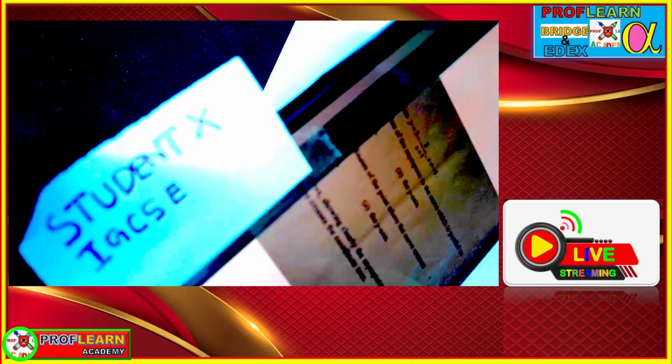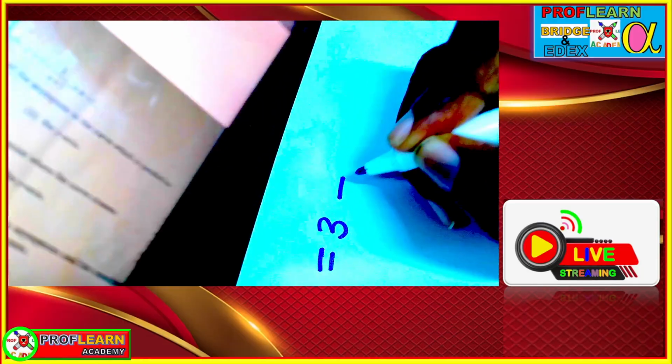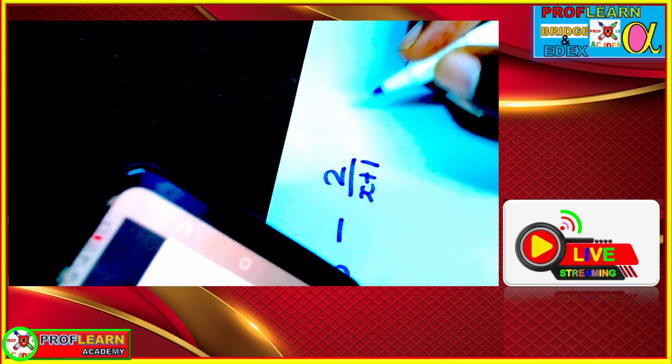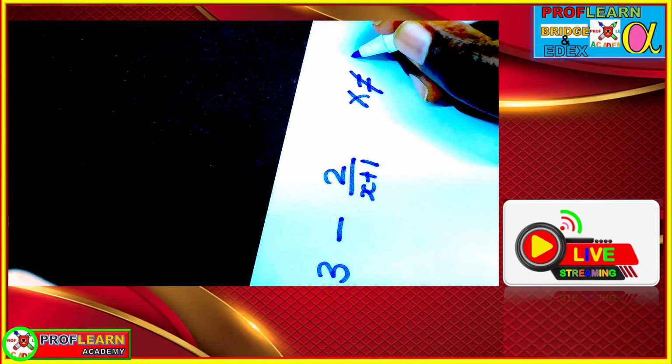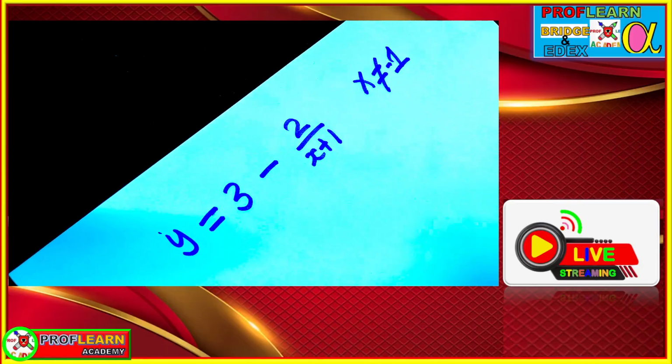We are still talking about student X, and student X now gave us a different question which looks quite interesting. The question was y is equals to 3 minus 2 over x plus 1, and x is not equals to -1. So that is the condition, and this is the question student X gave us.